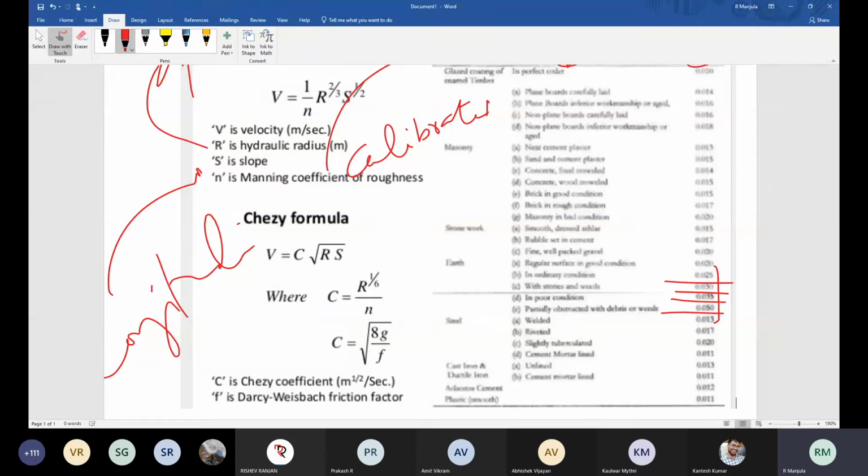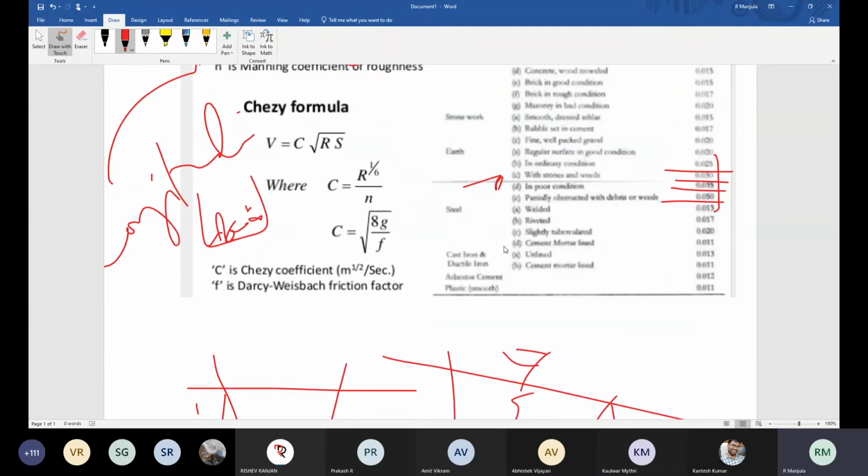In ordinary conditions with stones and weeds, if the channel has various stones and weeds, then the roughness value is somewhere around 0.03. Similarly, suppose you are going for steel lining. What we are actually doing is lining the channel, so the lining material is what we design with. For that we need to know the roughness values of this lining material.